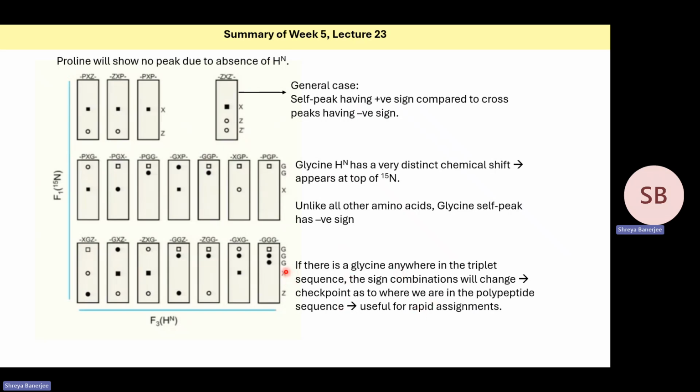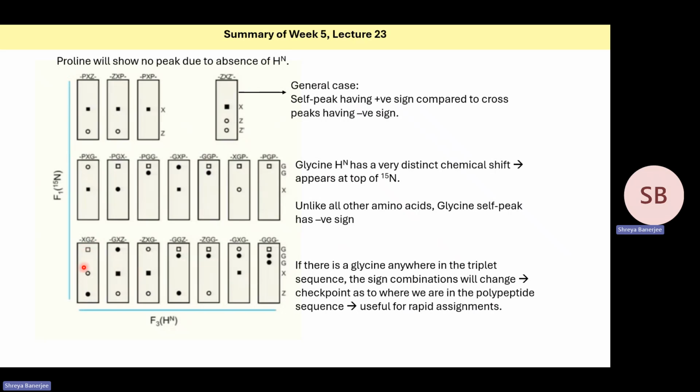So what is the purpose of this unique sign combination of glycine? They will act as a checkpoint in the sequence. Suppose you are gathering different sets of triplets, and in one of the sets of triplets, the sign combination is different compared to what it is in all the others. That means in that triplet, you have a glycine.